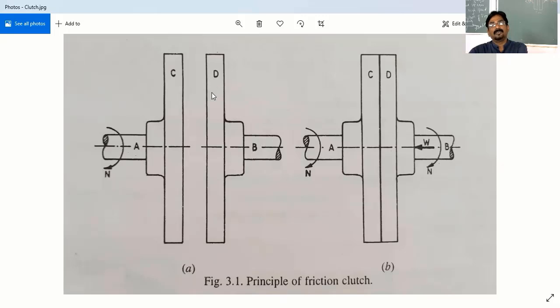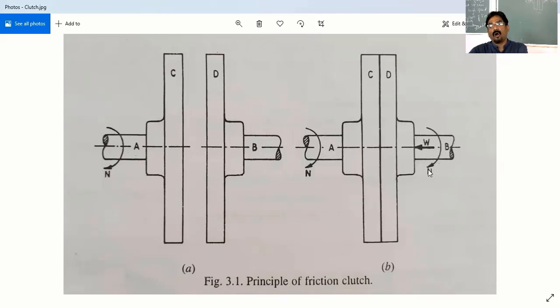If the disc D comes closer towards the disc C, the disc C is always connected with the engine, and it is in movement. The C is able to transmit the power to the D. Gradually the shaft B is able to rotate at the speed of A. Suppose the shaft A rotates with the speed of L, the shaft B also rotates with the speed of L. This is the principle of clutch.